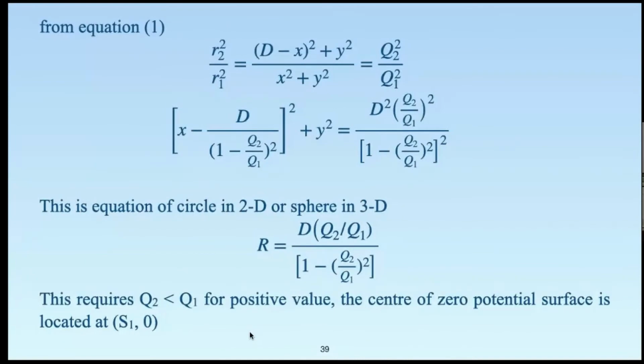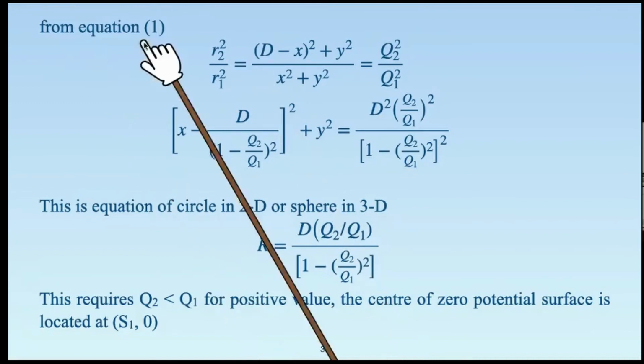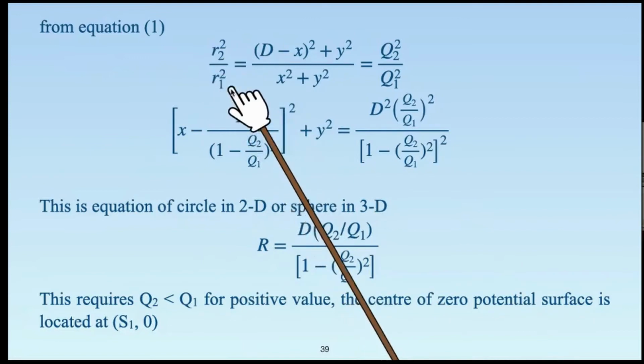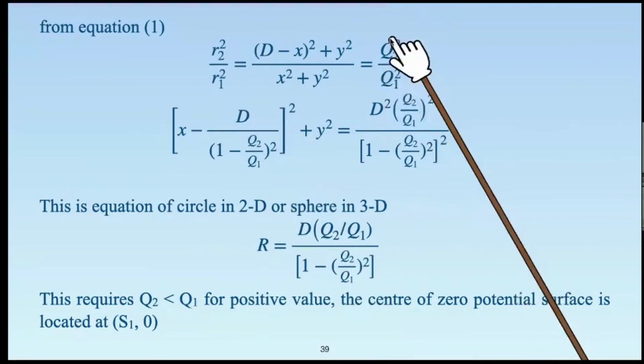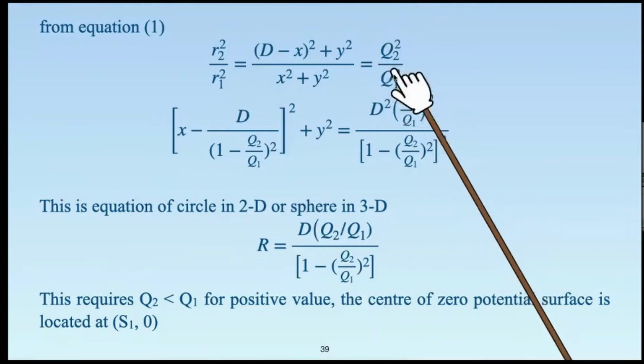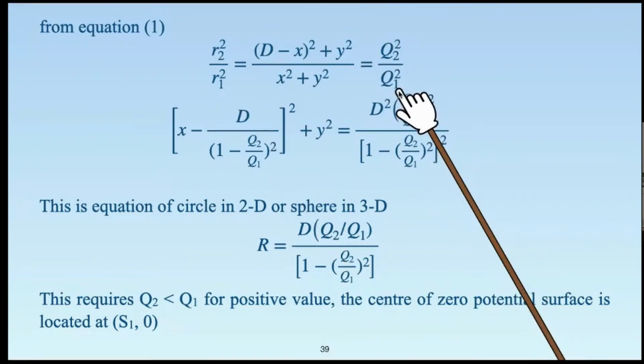Now from equation 1, a bit of substitution is done. We already know the dimensions of R2. What we do is that from equation 1, we take the square on either side. So R2 upon R1, R2 square upon R1 square. So that minus sign is taken care of when we take the square. Q2 square upon Q1 square. R2 square upon R1 square is equal to Q2 square upon Q1 square.